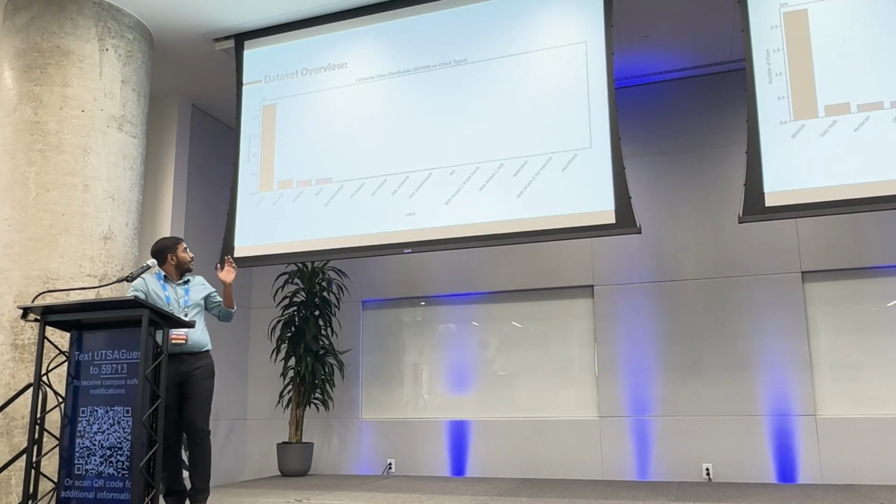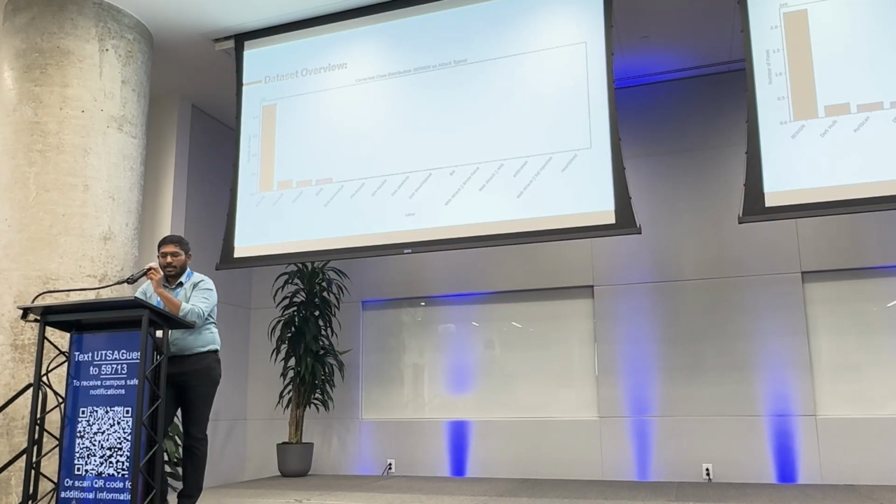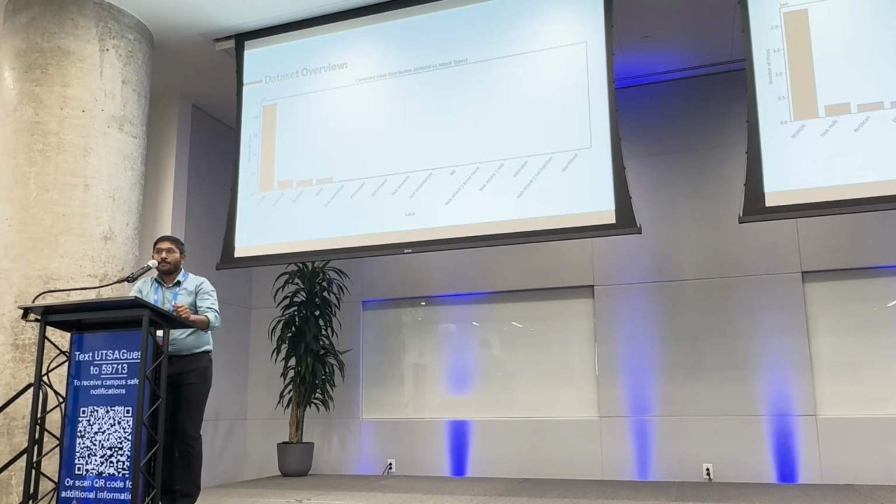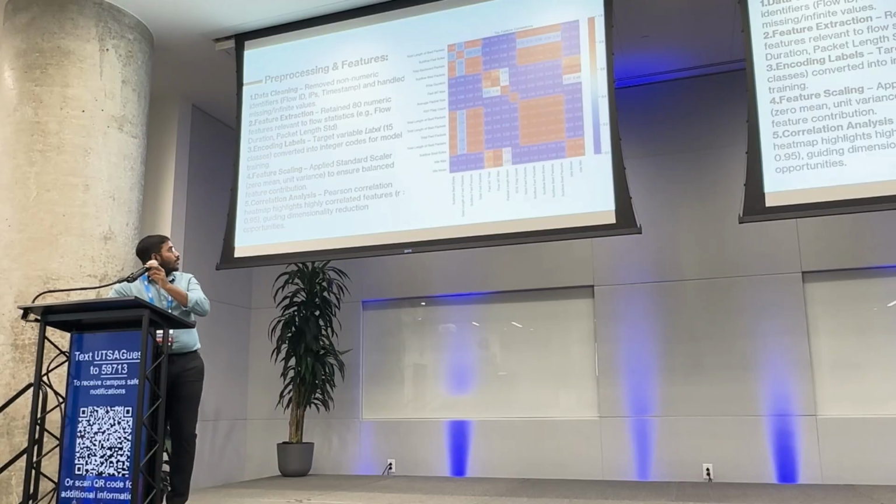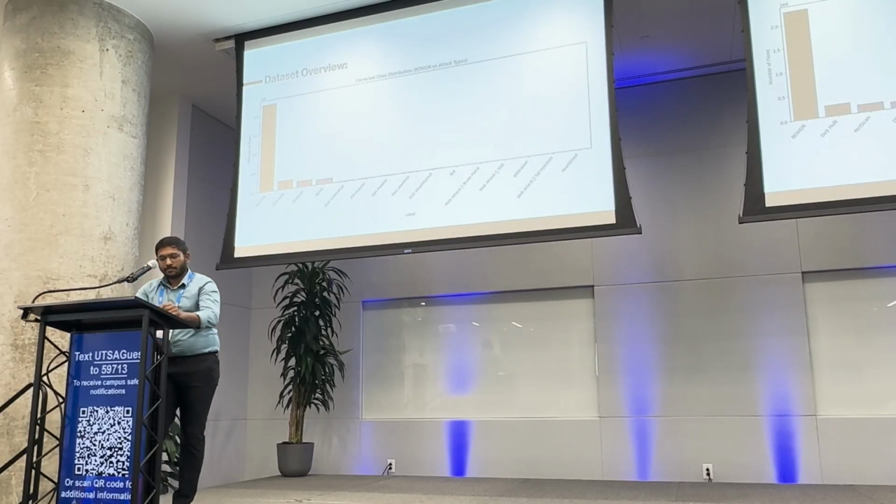You can see the class distribution bar chart that emphasizes this disparity, where we can see the benign class.